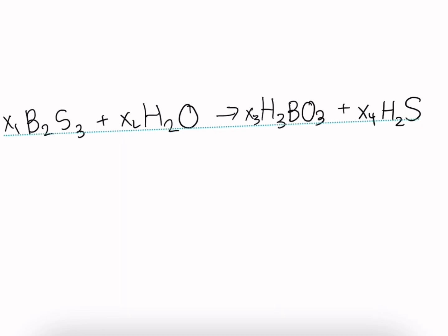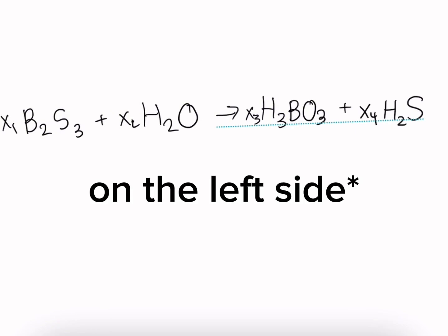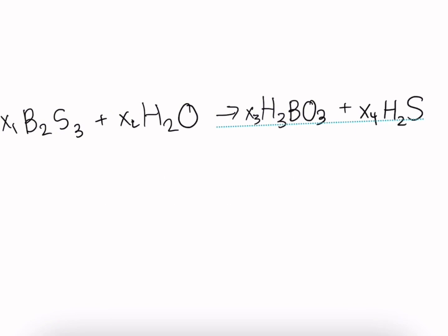And they must ensure that the total number of atoms of each element on the left will equal the total number of atoms of each element on the right. So in this case, all the boron atoms would have to equal the number of boron atoms on the other side. The same goes for sulfur, hydrogen, and oxygen. So we can set up a vector equation that will describe the number of atoms of each type in this reaction. And because this reaction involves boron, sulfur, hydrogen, and oxygen, our vector will have 4 entries.